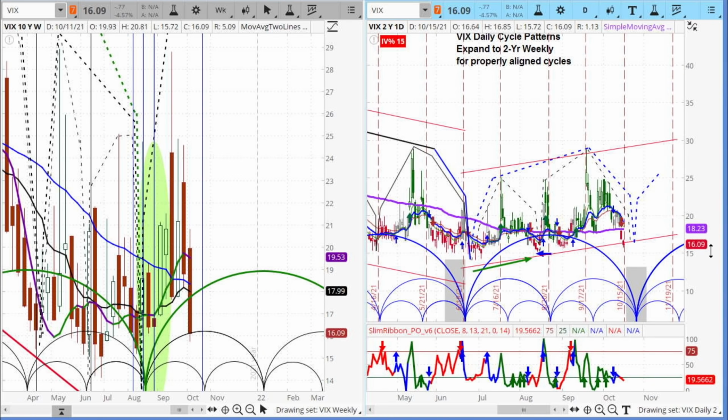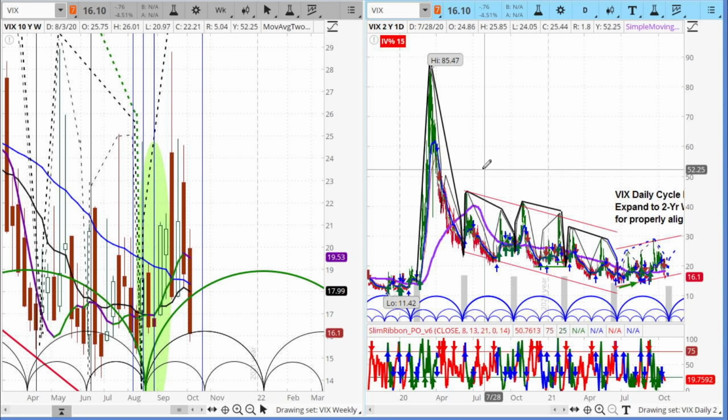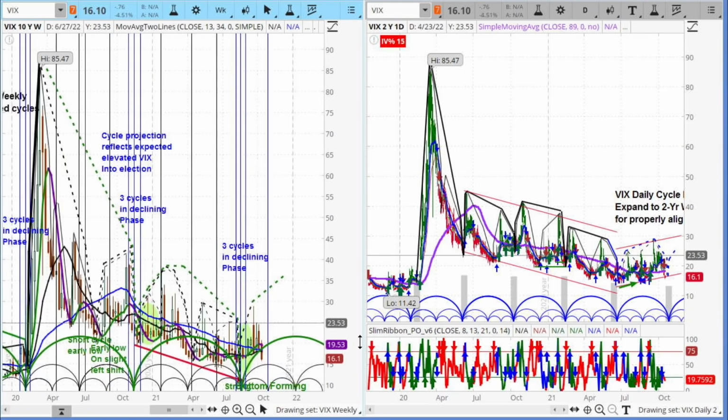So that's a good look at the VIX and the beauty of the cycle analysis that you can see right in here as it follows those patterns in a beautiful way, here on the weekly on the left, there on the daily on the right.